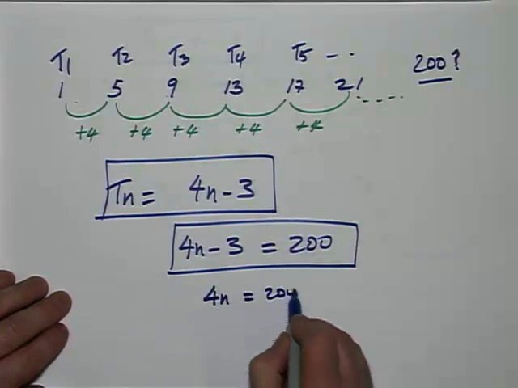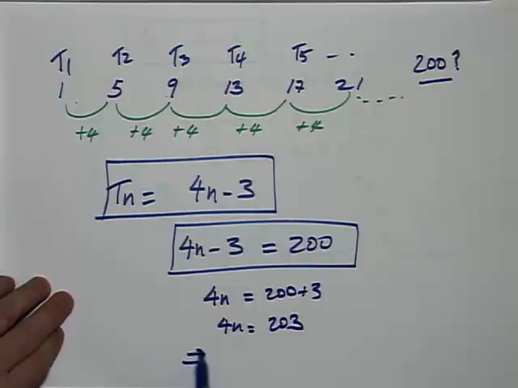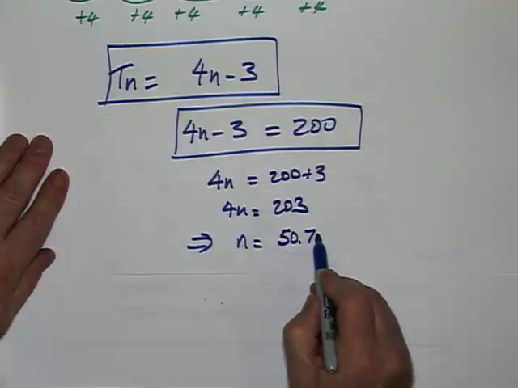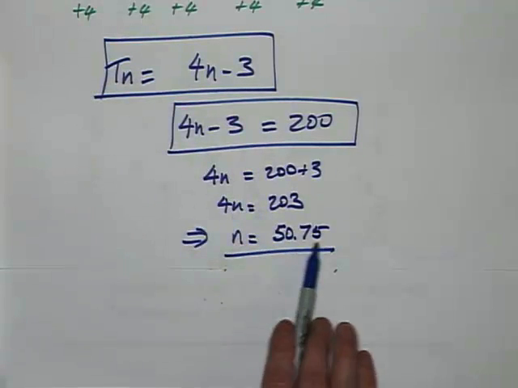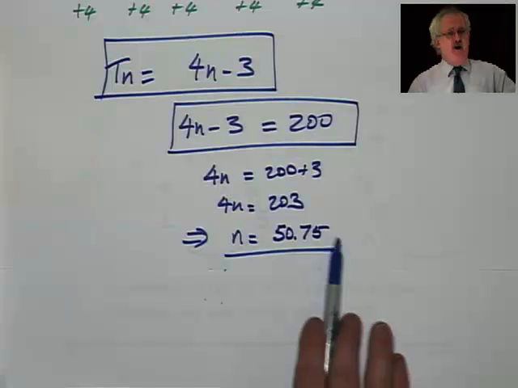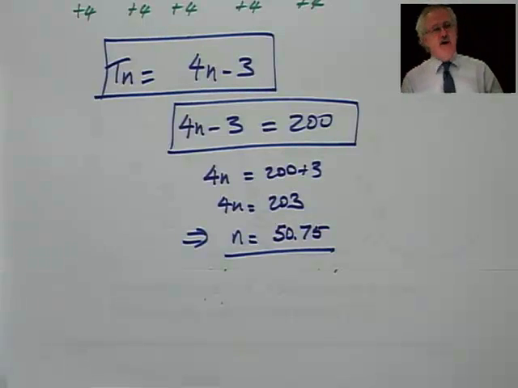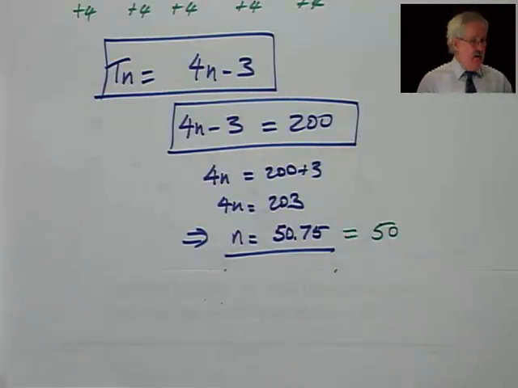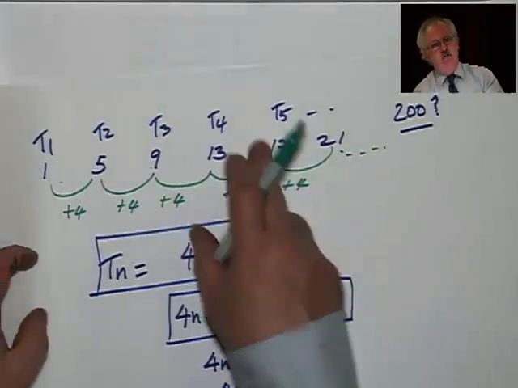Okay, 4n minus 3 is 200. 4n equals 200 plus 3, taking the 3 over. 4n is 203. Therefore, n is 50.75 or something like that. But we've never had a term anything other than an integer. So 50.75 makes no sense. Now, do we truncate? Do we round? It really doesn't matter. I'm going to truncate. I'm going to say that's 50. If it turns out to be 51, I'll get it right at the end. So my guess is that it's around the 50th term that this is going to take hold.